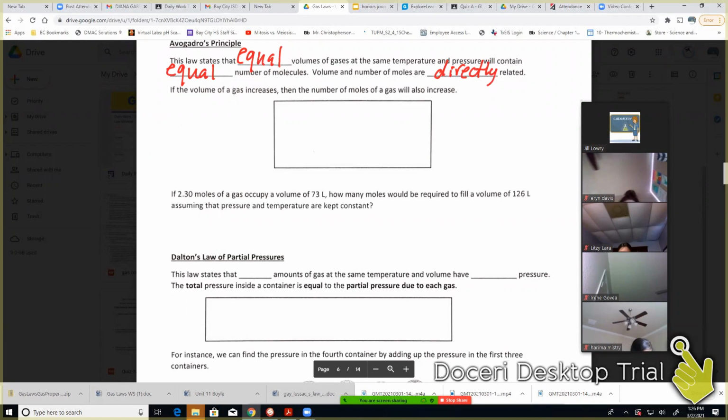So if I have a certain volume and it can be a couple of different gases, if I was able to count those particles, they would be the same. They would probably have a different mass because each particle would have a different mass, but as far as the number, that would be the same.